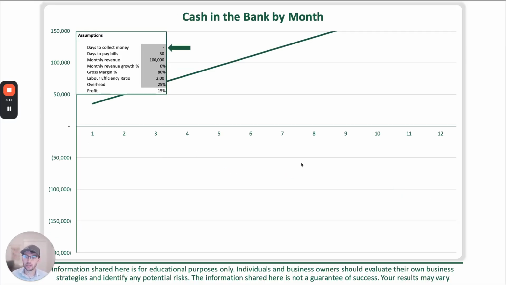Now, if we had it where it takes 0 days to collect money and you pay the bills in 30 days, then here you can see that it only goes up. You're positive right off the bat with all of the money hitting the bank account, and then it just shifts up. And if you were to increase the monthly revenue growth on here, this business would be completely fine because all money is always being captured up front. So the only way you'd lose money is if you're mispricing jobs.